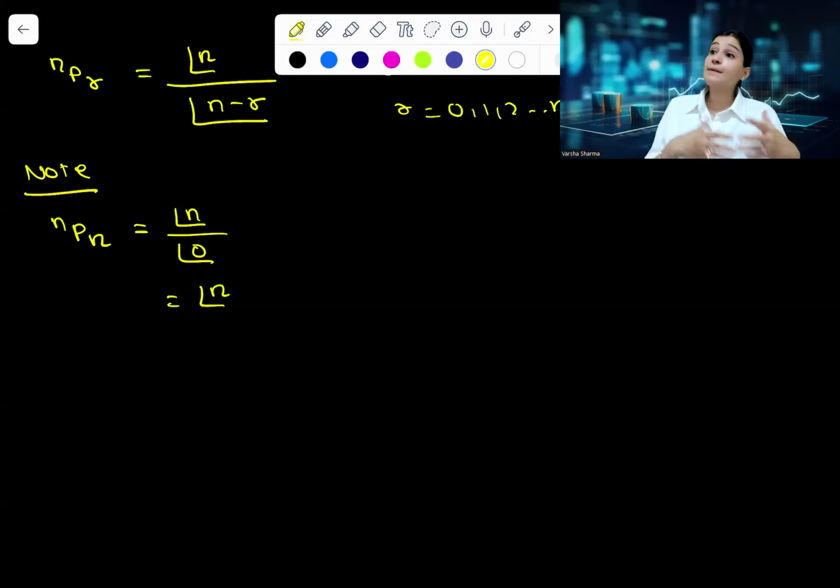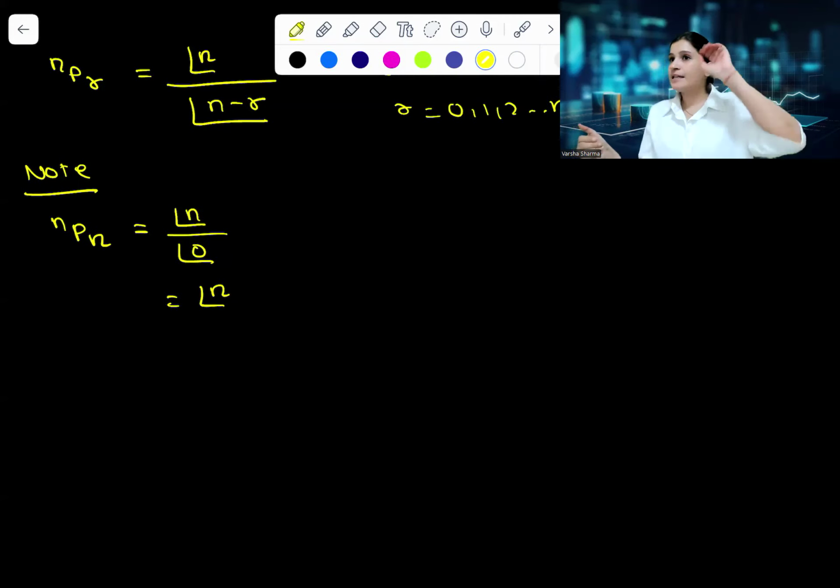So how can 6 people be arranged? 6 factorial. How can 5 people be arranged? 5 factorial. How can n people be arranged? n factorial. So if I only have to arrange, there is no selection. See, when I'm doing combination, I'll be doing only selection. When I'm doing permutation, I'm selecting as well as arranging. But if I'm saying nPn, that means out of n, you're taking everyone. If I'm taking everyone, then there is no selection involved.